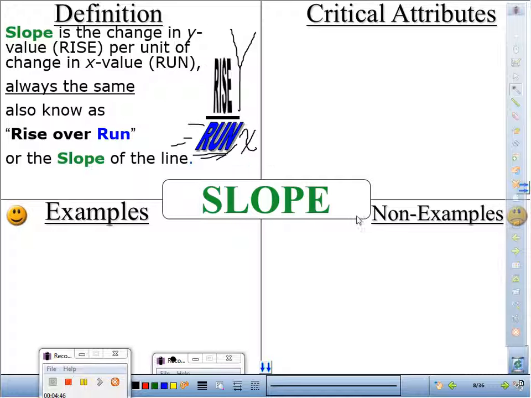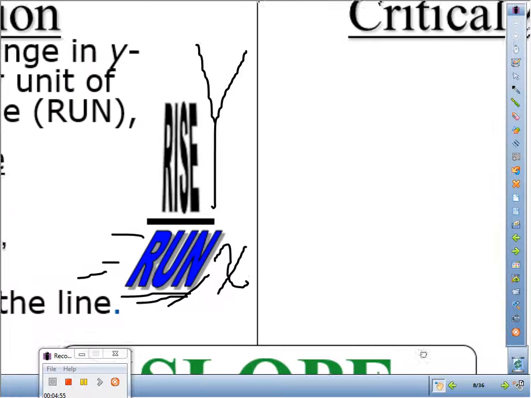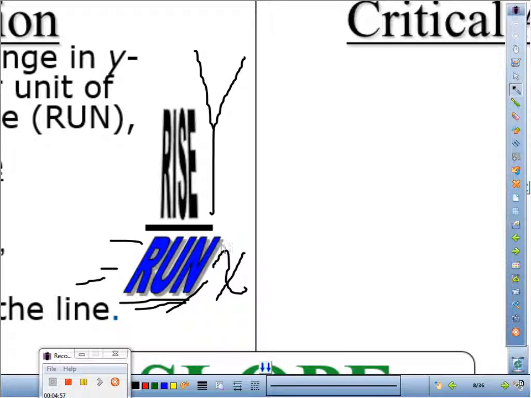If I was to zoom in so you guys can see what I'm talking about and how the way I write it like this is going to help you, if I put a little head here for the X, it looks like the X is running. Do you guys see that? And if I put a little head here for the Y, it looks like the Y is rising like this. That's pretty cool, huh?